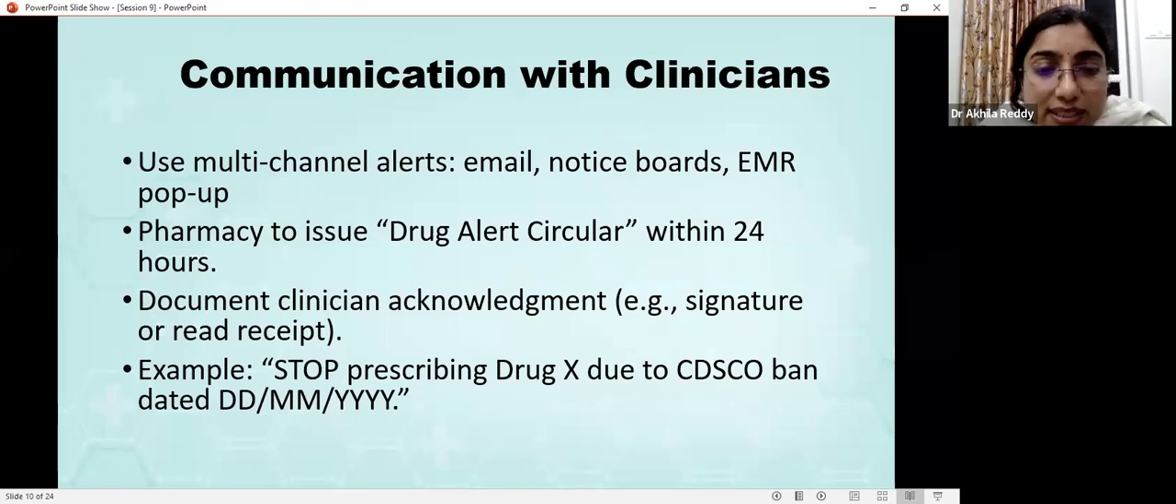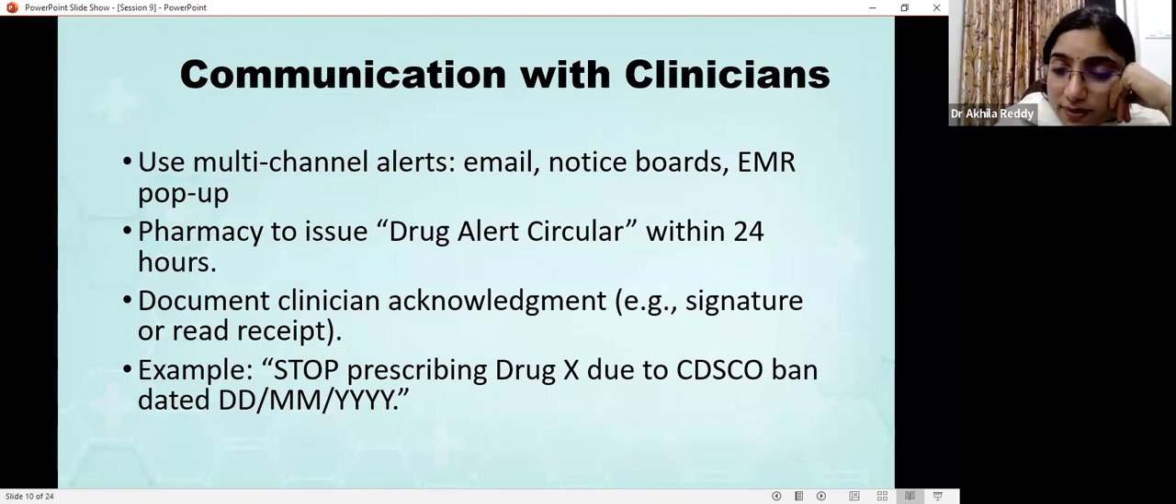And the next thing is pharmacy to issue a drug alert circular within 24 hours. Whenever a drug recall is done in the hospital, pharmacy should issue it, because this is the key person from whom communication should be escalated to all the departments. That is a drug alert circular within 24 hours itself.